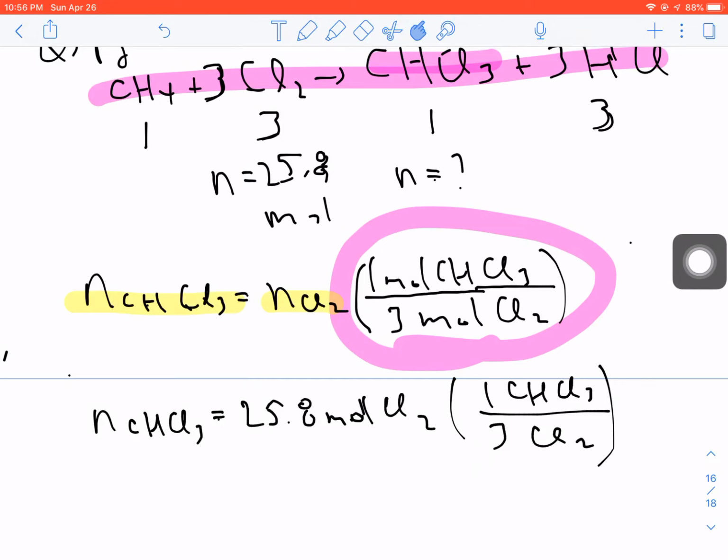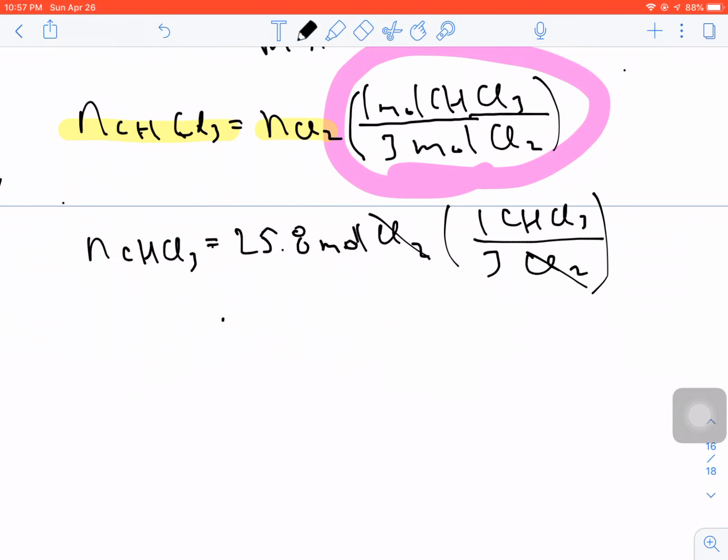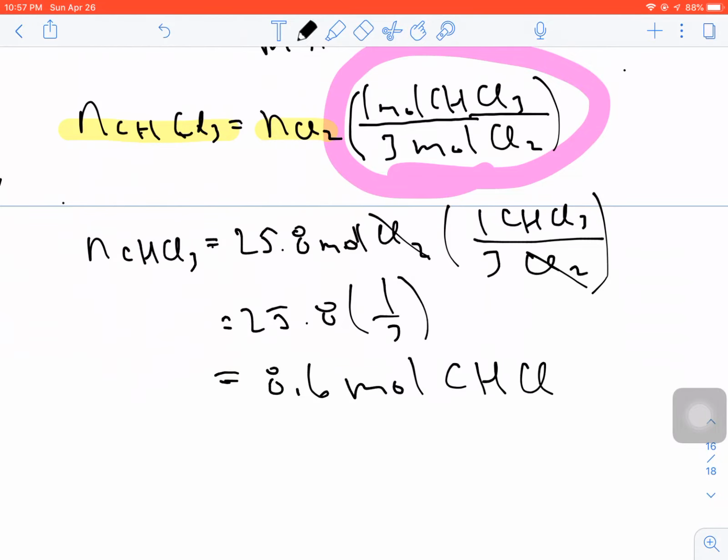Now, if I look, I can take my moles of chlorine on the top and chlorine on the bottom, and I'm left with 25.8 moles times 1 divided by 3. And notice that what I'm left with is 1 chloroform divided by 3, and the chlorine is all gone. So what I end up with now is 25.8 times 1 over 3, which equals 8.6 moles of chloroform.